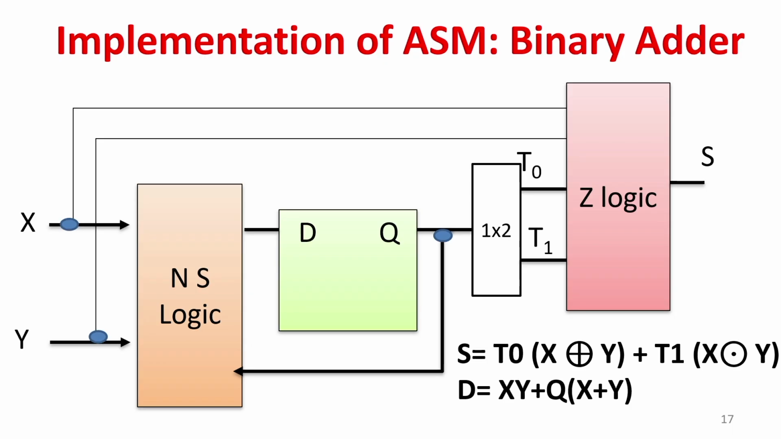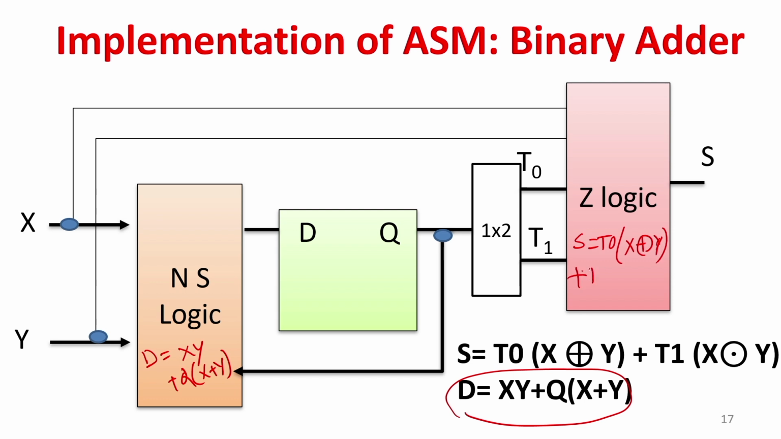And ultimately how it looks: the next state logic goes here. So, D is equal to x y plus q into x plus y, and Z logic is this one. So, S is equal to T0 into x or y plus T1 into x NOR y. So, this goes to these places, and in this way we can implement the serial binary adder.